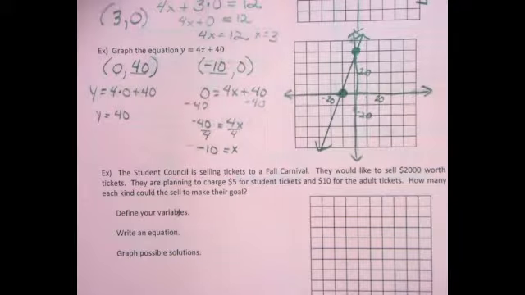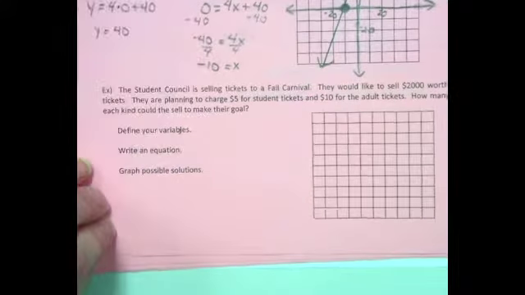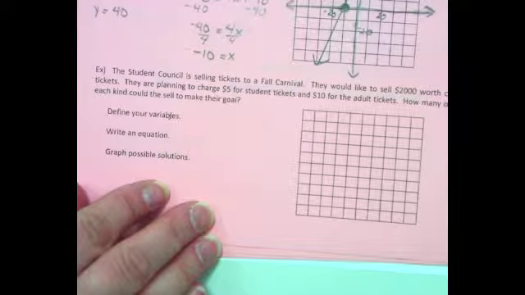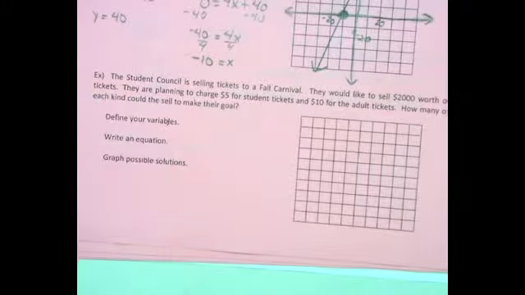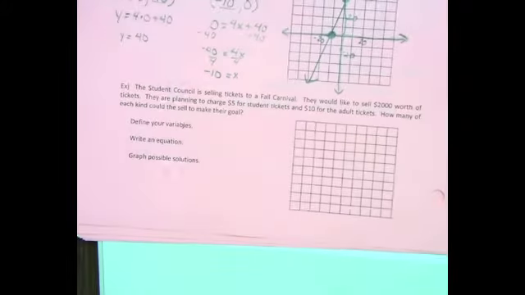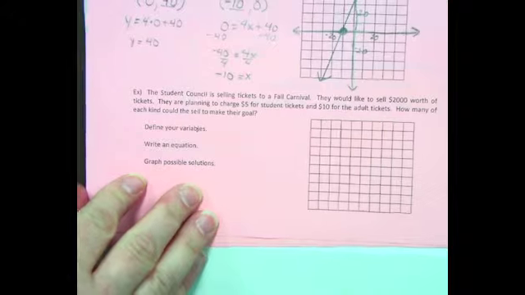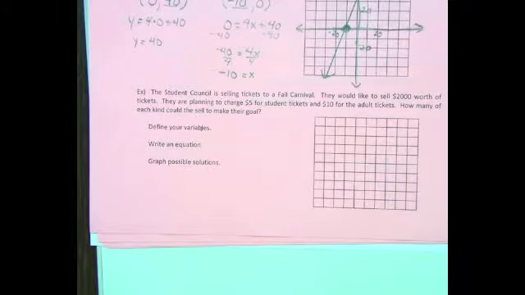Last example today is a story problem. Student council is selling tickets to a fall carnival. They would like to sell $2,000 worth of tickets. They are planning to charge $5 for student tickets and $10 for adult tickets. How many of each kind could they sell to make their goal?